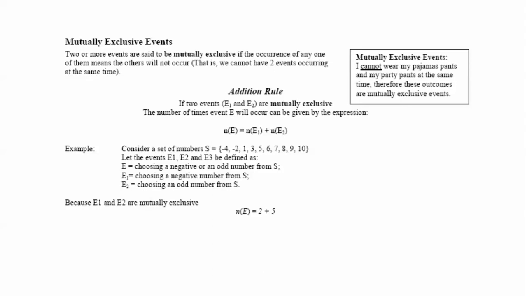So I could take this a step further and say, okay, what is the probability of either an odd or a negative? And that would be n sub E divided by n sub S. So in this case we have 2 negatives, and 1, 2, 3, 4, 5 odds, and we have a total of 1, 2, 3, 4, 5, 6, 7, 8, 9, 10 numbers. So we would say the probability of E sub n would be 7 out of 10. All right, mutually exclusive events.